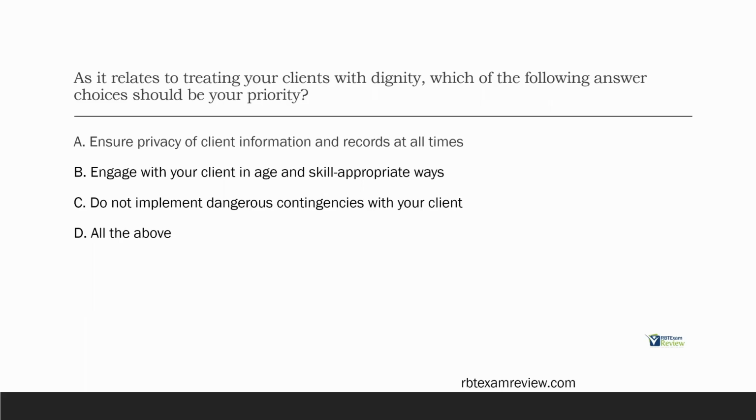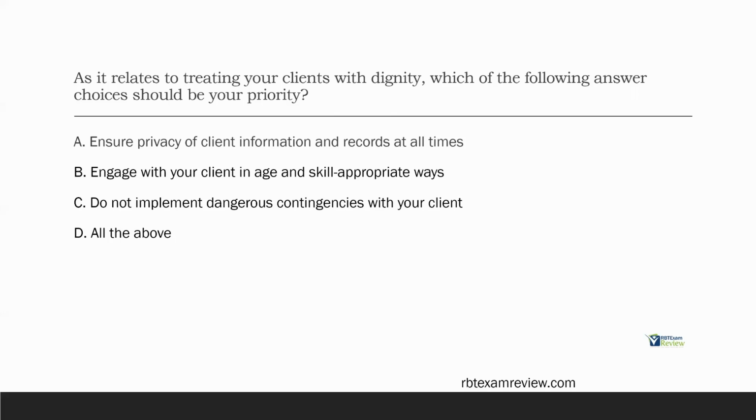A, ensure privacy of client information and records at all times. Absolutely. Again, this is part of the task list, but think about how you want to be treated. Do you want your private personal information everywhere in the world? Absolutely not, right? You don't want somebody just spreading your information everywhere. Same with your clients. Just because you have information about your clients, I know you want to talk about them, but you need to resist the urge to talk about your clients or share their information with people who aren't part of the cases. So A looks like a good answer choice.